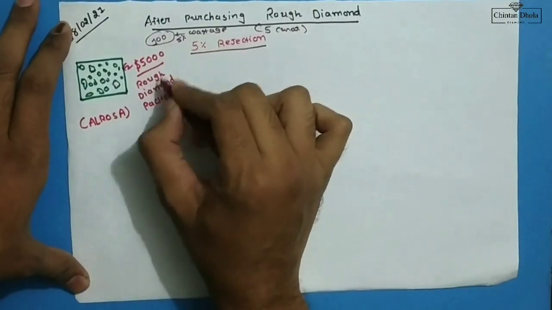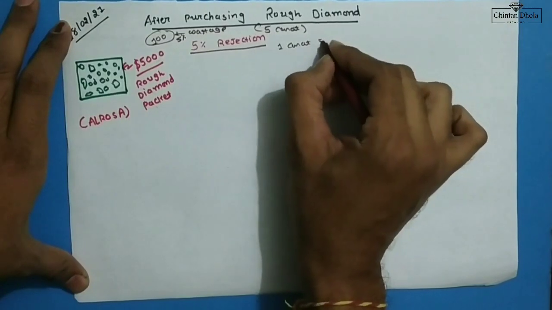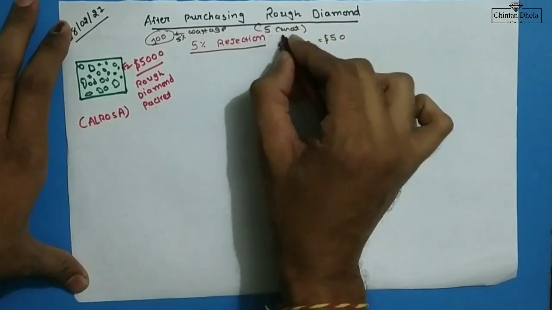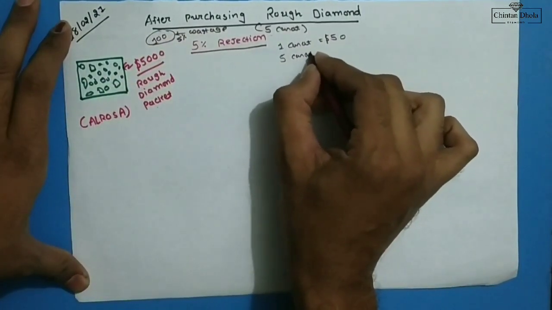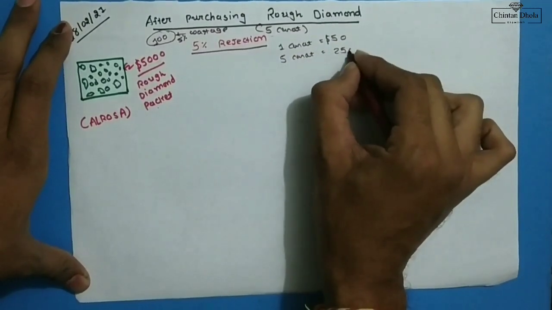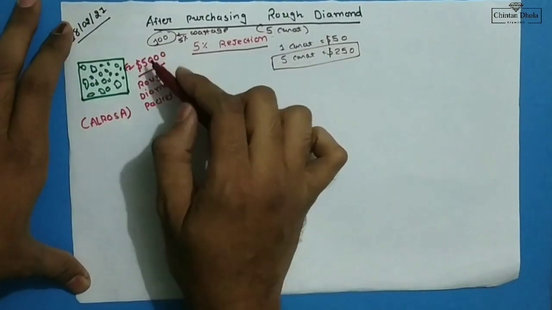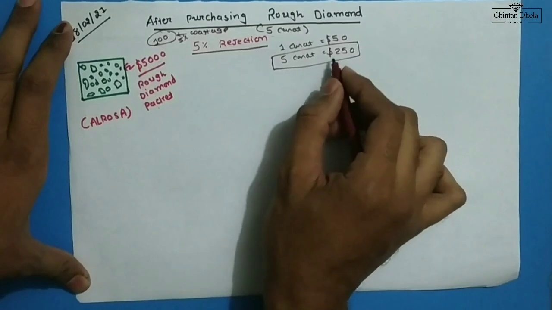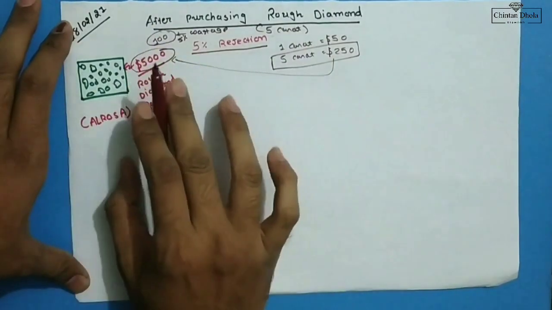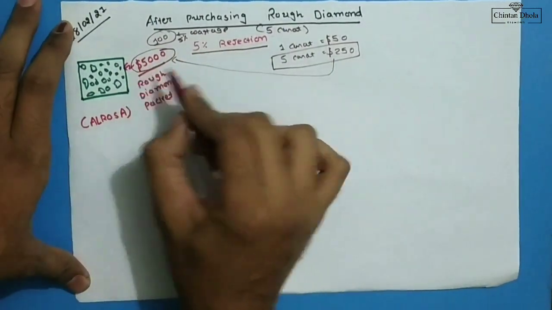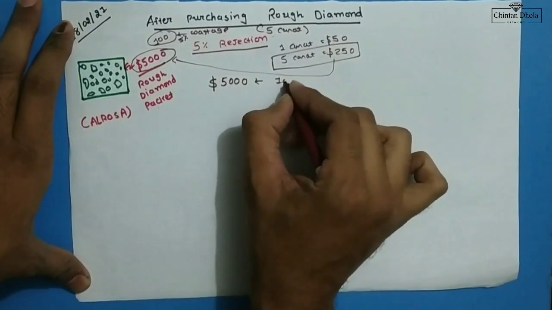Okay, now for the $5,000 rough diamond packet, the price of 1 carat is $50, and we get 5 carat wastage diamond from this packet. So 5 carat is equal to 5 into 50, $250. Okay, we get $250 from this packet totally wasted. So we have to put this $250 in our purchasing costing.